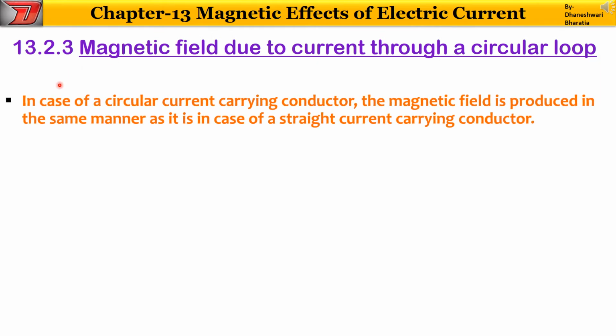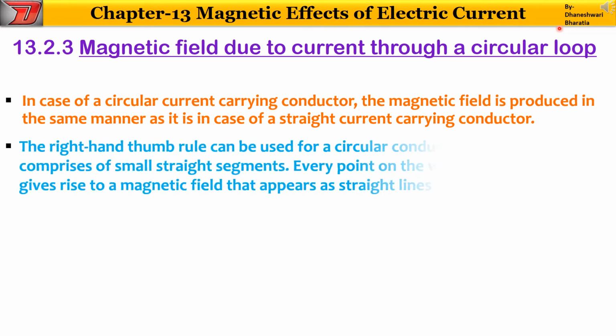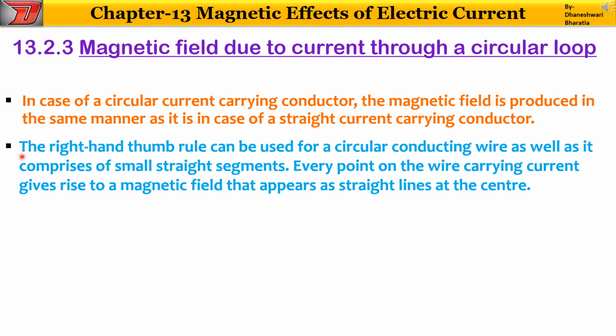Okay. So in case of a circular current carrying conductor, that is in case of a loop, the magnetic field is produced in the same manner as it is in the case of the straight current carrying conductor. यानी इससे पहले जो डिस्कशन हुआ है, how the current is produced, how the field lines are there and everything is the same, but यहाँ पे सिर्फ loop बना हुआ है. If you will observe the figure in your textbook also, you'll be able to notice it, right?